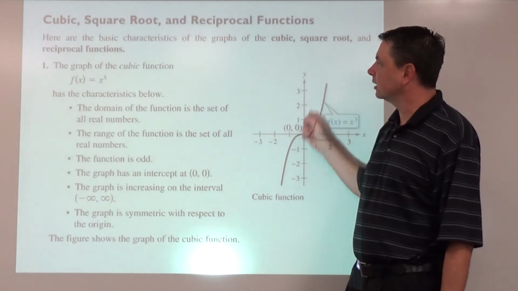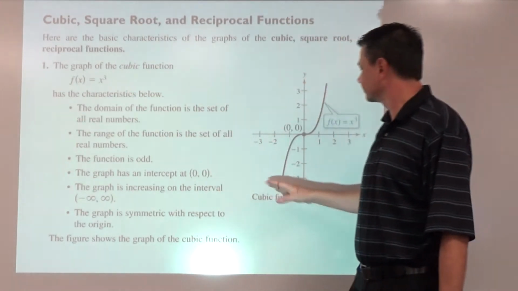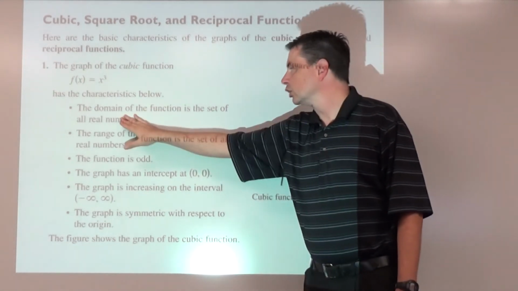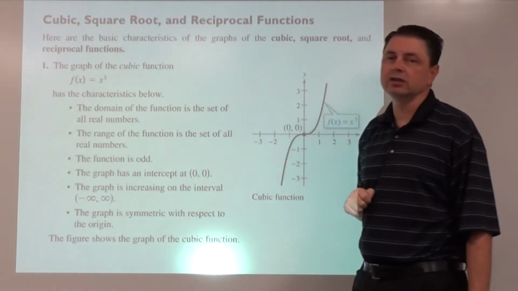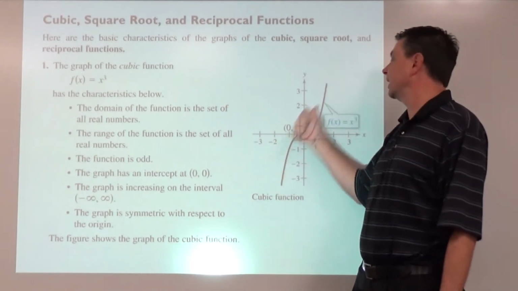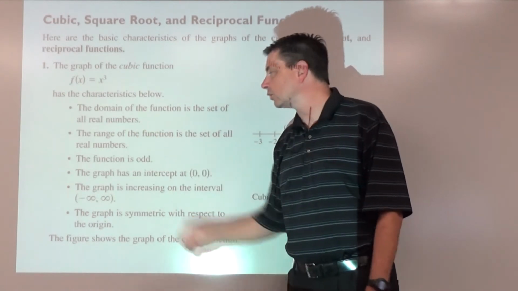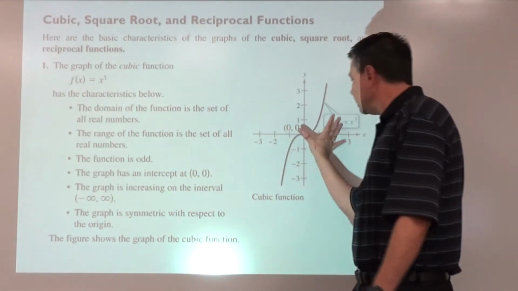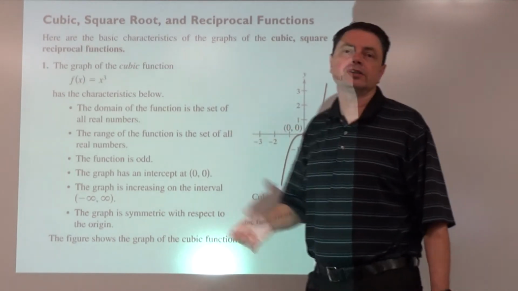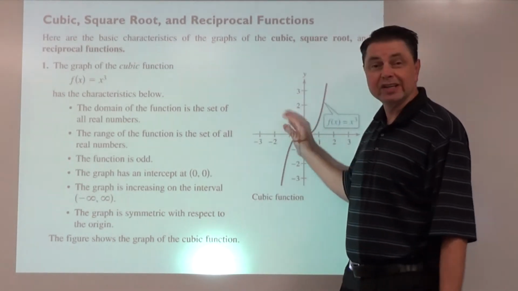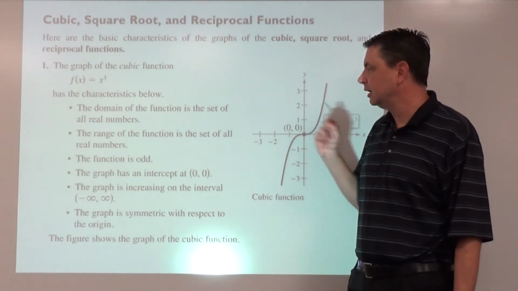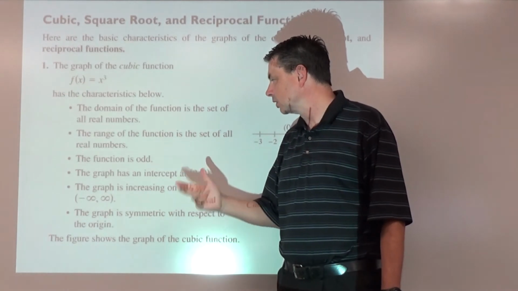We've got the cubic function, x cubed. So some of the characteristics there. It goes forever left and forever right, so the domain is the set of all real numbers. The range, since it goes down forever and up forever, that's also all real numbers. It is odd because of the symmetry here, that if we spin it around the origin, 180 degrees halfway around, it's going to look exactly the same. So it's got point symmetry about the origin. That's what makes it odd by the graph.